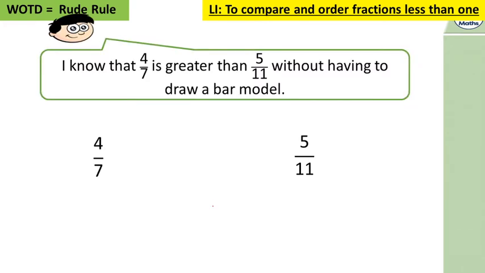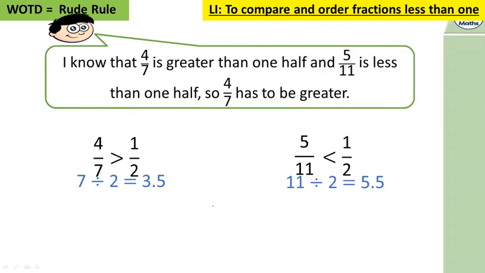Okay, so we're looking at this question, 4/7 and 5/11. 7 divided by 2 is 3.5, which is a half, so 4/7 is bigger than a half, sorry. 11 divided by 2 is 5.5, so 5/11 is smaller than half. So that's one way of looking at it.